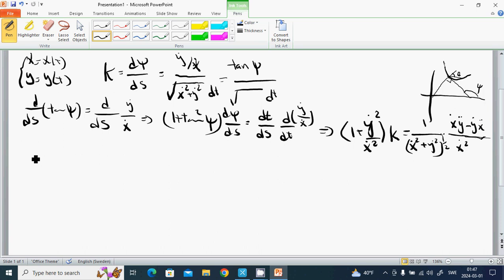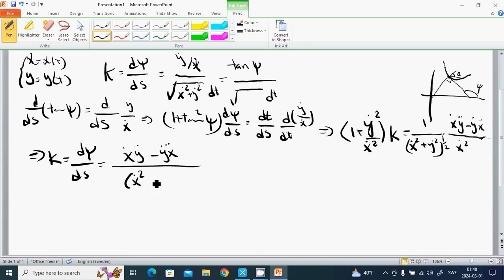Then k equals dC/ds equals (x dot y double dot minus y dot x double dot) divided by (x dot squared plus y dot squared) to the power of 3/2.